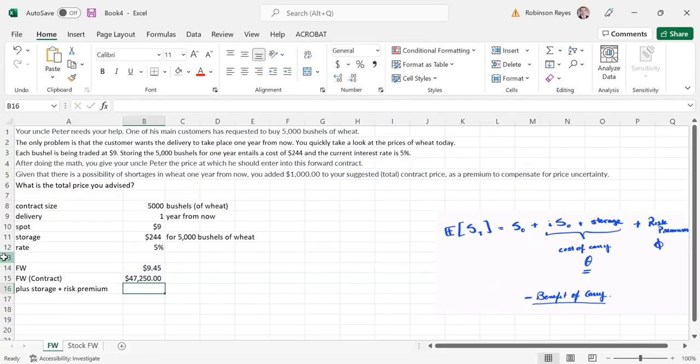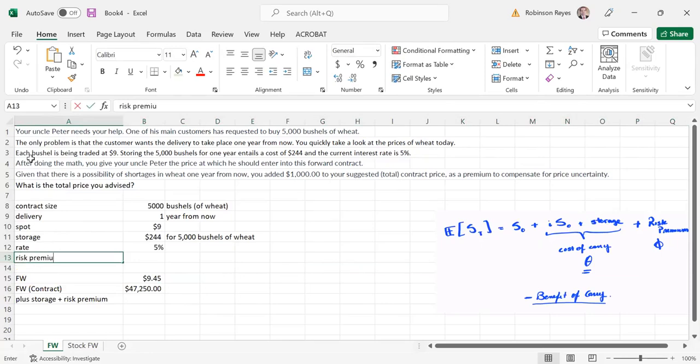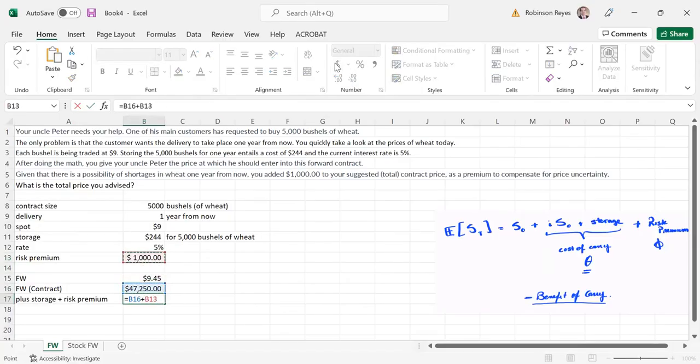If you want, we can include this risk premium that we are given. So then we can just add this risk premium, and we can add this storage. So basically that's it. There we go. That is the price for the entire contract. So that is the total price for the contract.